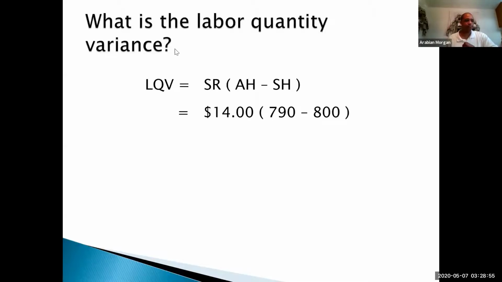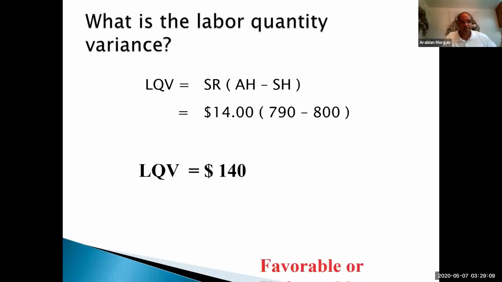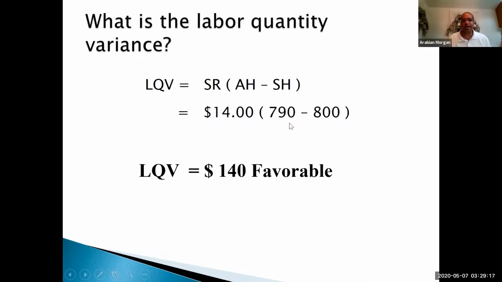All right, so here we go. So here the labor quantity variance is $140. And as I saw most of you said, it was favorable, okay? It was favorable because the actual hours were less than the standard hours. That's a favorable thing. Getting your employees to work a little more efficiently, a little more effectively is always a good thing. All right. So any questions there, please talk to me.